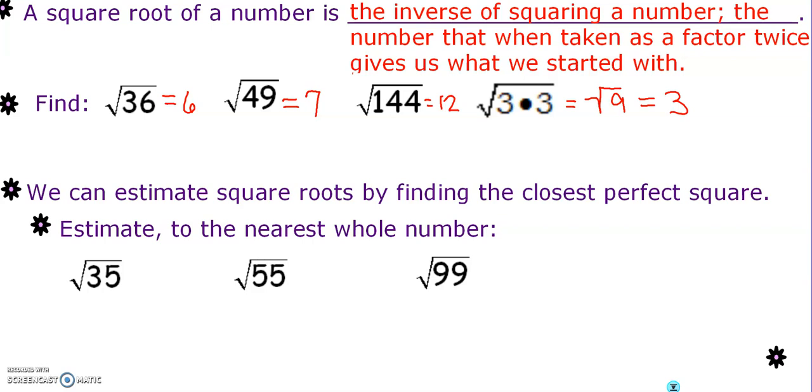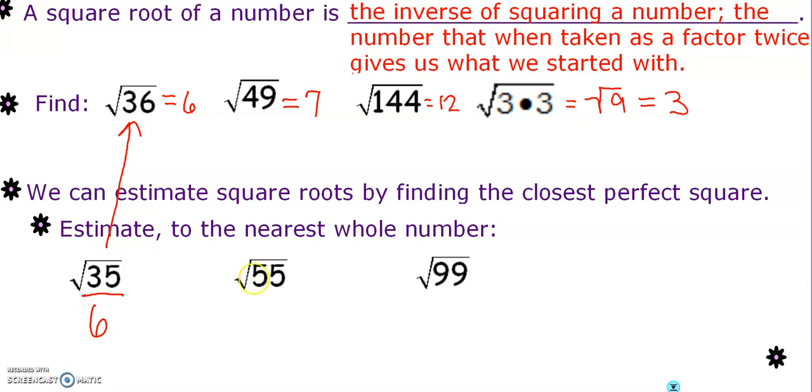We can estimate square roots by finding the number closest to the perfect square. So let's take a look. It says estimate to the nearest whole number. If we were to put this in our calculator, we would get a decimal. So let's see if we can estimate which whole number the decimal is closest to. When I take a look at this perfect square, it's almost the square root of 36. So what whole number would be closest to the square root of 35? The answer to that would be 6 is closest. So it's somewhere in between 5 and 6.